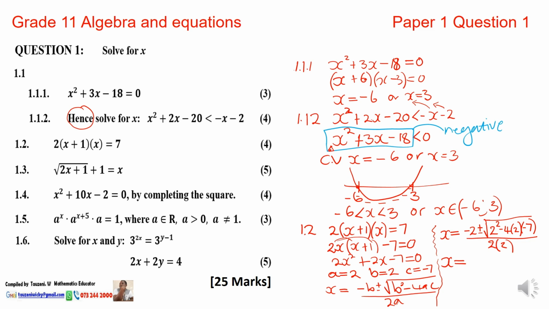So in this case, using a calculator, x is equal to 1,44, and the other value is x is equal to minus 2,44. So I've solved the equation using the quadratic formula.